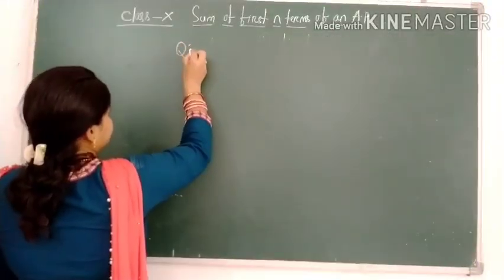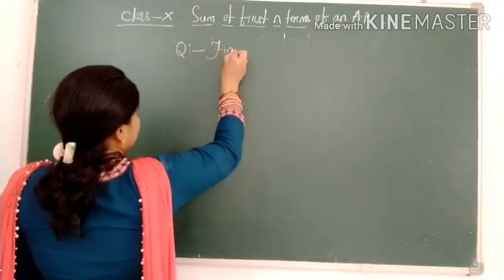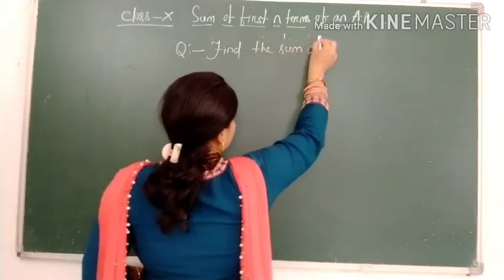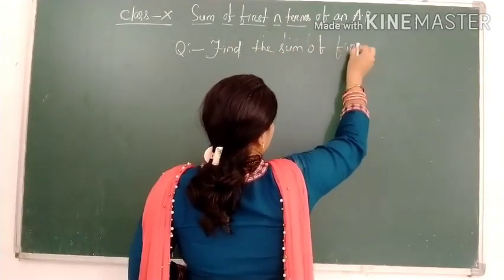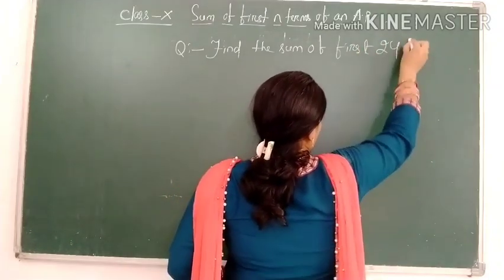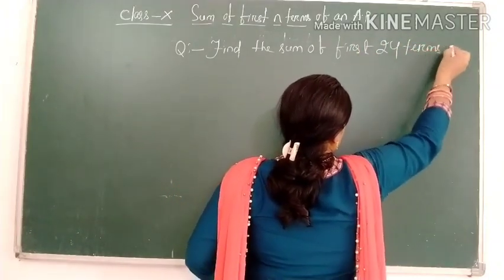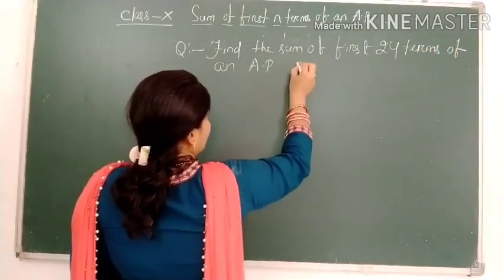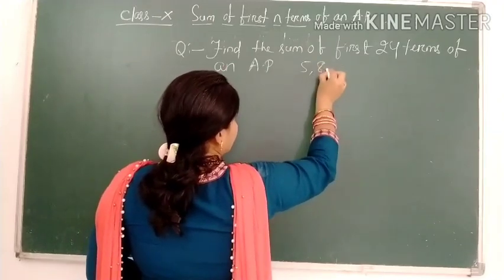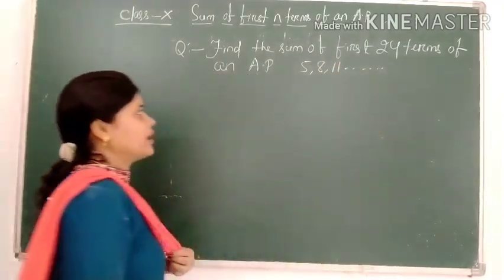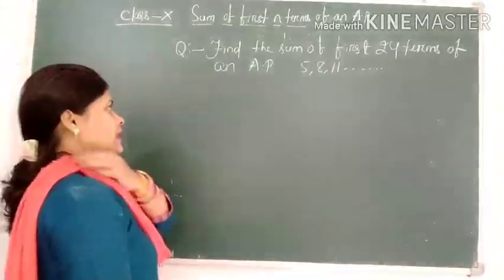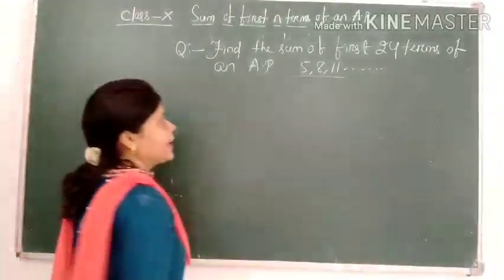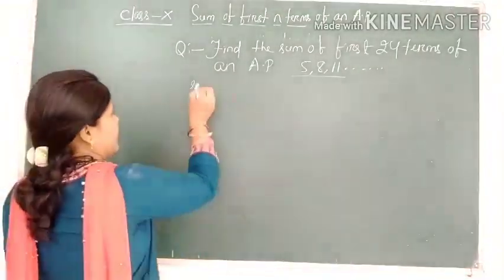The question is: find the sum of the first 24 terms of an AP 5, 8, 11. Got it, students? You have to find the sum of the first 24 terms, and your AP series is 5, 8 and 11.